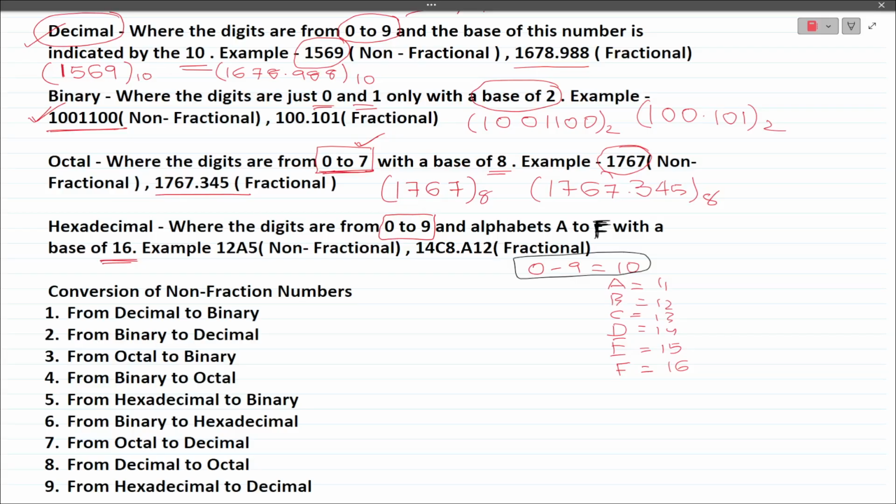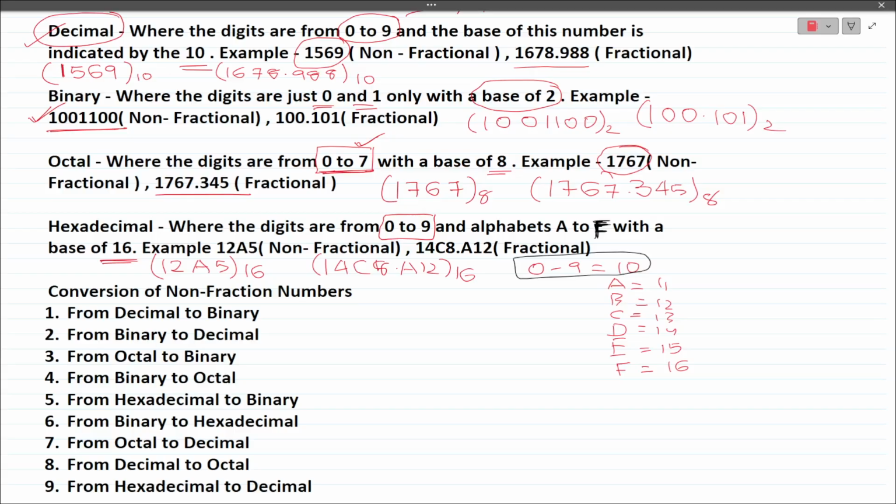And how to represent? Similarly, can you see this particular combination? 1 to A5. A is an alphabet. That is what can also be contained in our hexadecimal number. That's why I can write this. But the representation is not this. I need to put a parenthesis, and the base 16. Then this one, 1, 4, C8, point A1, 2, and base 16. This is how I will be representing my hexadecimal number.